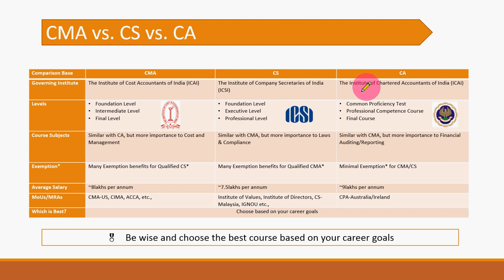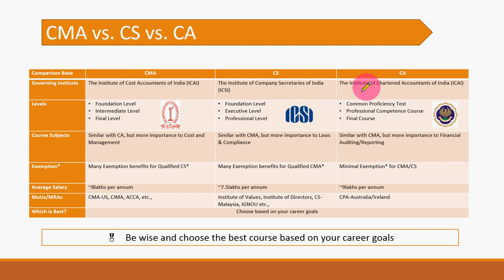But coming to Indian scenarios, getting exemptions in either CS or CMA after doing CA is very minimal. So you can decide what you want to pursue after you choose any of these three courses.